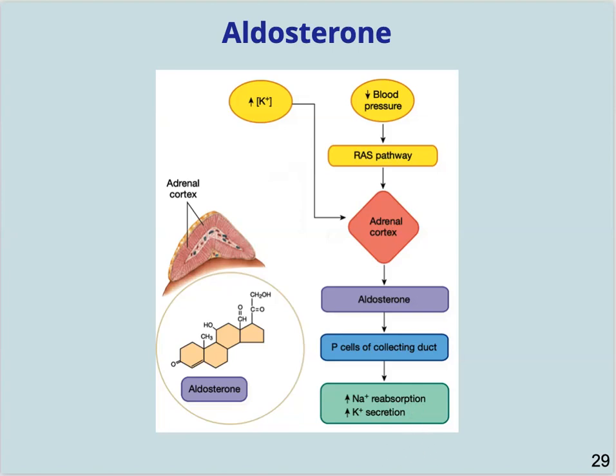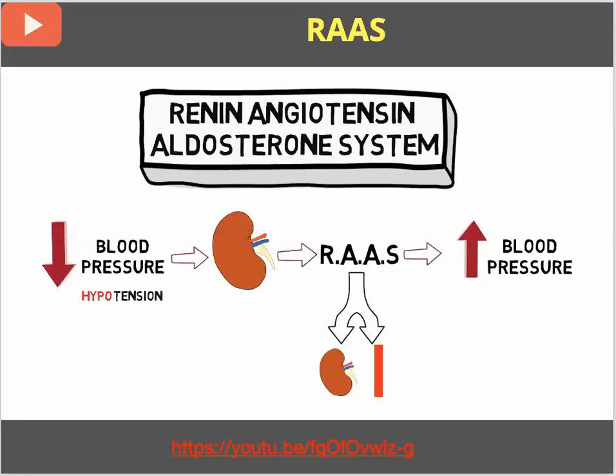Okay, so to summarize, the more aldosterone secreted, the more sodium reabsorption, okay? And the more potassium is wasted, meaning it's secreted and lost from the body. Here we've got a video on the renin-angiotensin-aldosterone system, sometimes referred to as just the renin-angiotensin system. So take a look at this video before we move on to the next slide.